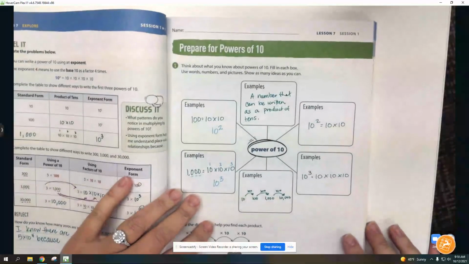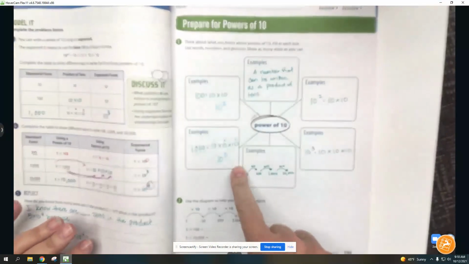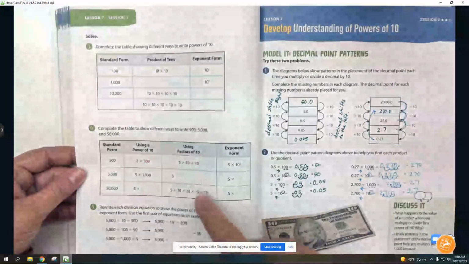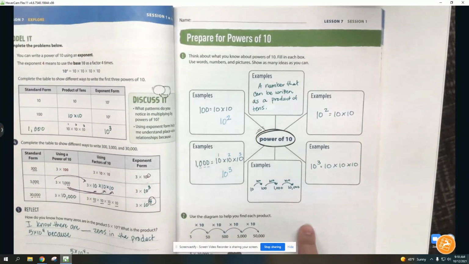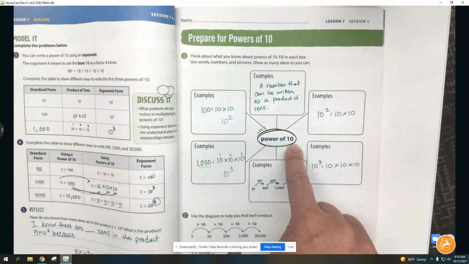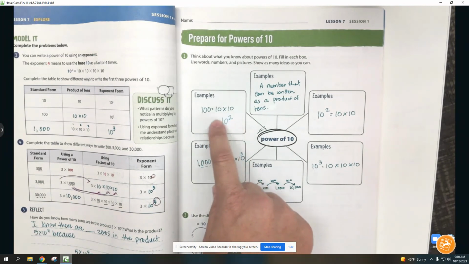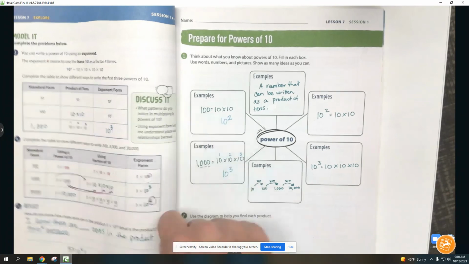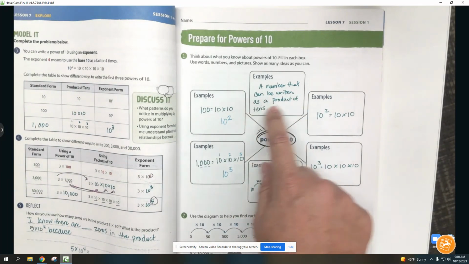All right, for our powers of 10, we are going to fill out just the graphic organizer. Once we do that, then you're going to do numbers 2, 3, 4, and 5 all on your own. So for number 1, these are all examples of power of 10. One example would be 100 equals 10 times 10, which is the same as 10 to the second power because there are 2 tens or there are 2 zeros in 100. A power of 10 is a number that can be written as a product of tens.